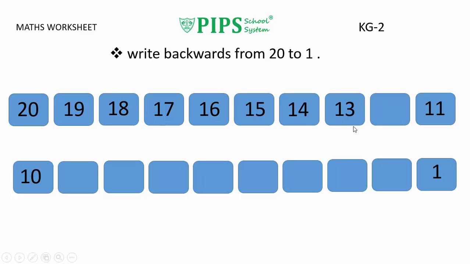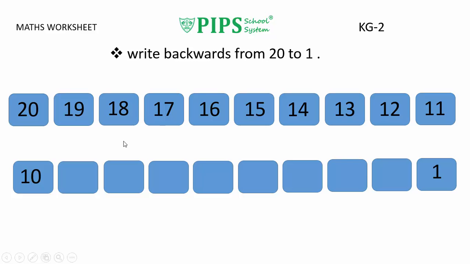Which number comes before 13? Start backward counting from 15. 15, 14, 13 and 12. 12 comes before 13. Now we write the number 12 in the empty box like this. Which number comes before 12? 11 comes before 12 and 11 is already written.